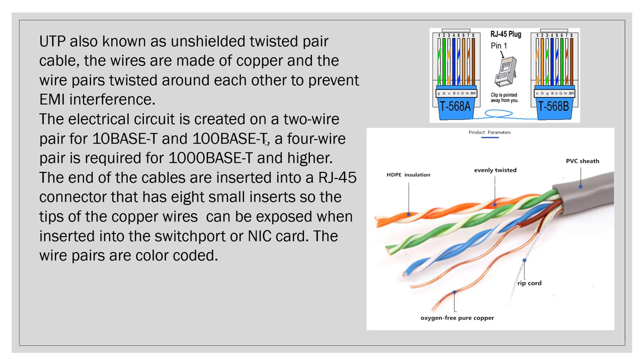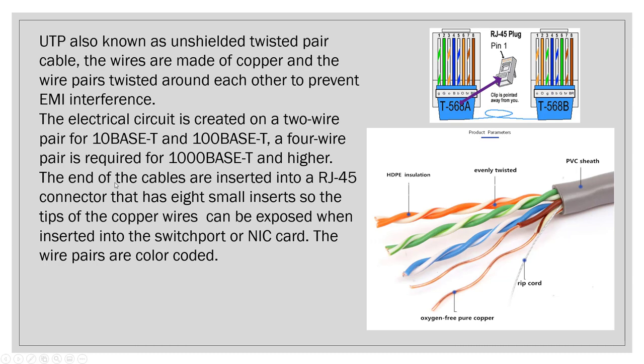So your 10 megabyte and your 100 megabyte uses 2 of these pairs of cables, and your 1000 megabytes or 1 gigabit internet and higher use the 4-wire pair. So you got 4 wire pairs here, which are 8 wires altogether.